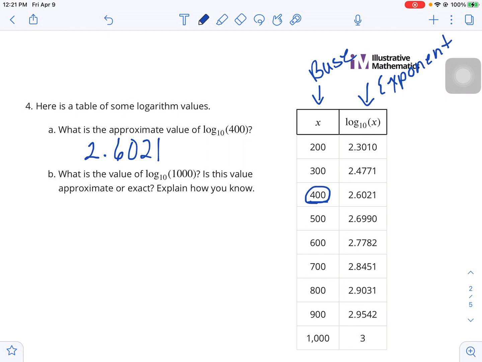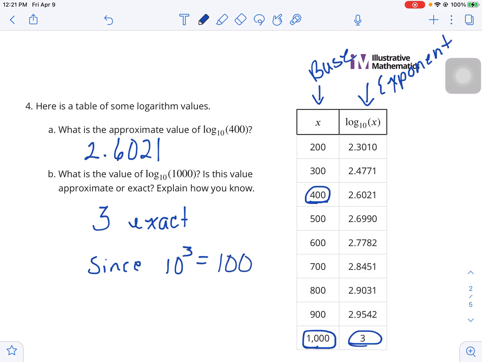And letter B, what is the value of log base 10 of 1,000? Is this value approximate or exact? So if we look down here, we end up with 1,000 here, and so our exponent is 3. And this is exact since 10 to the third power is 1,000.